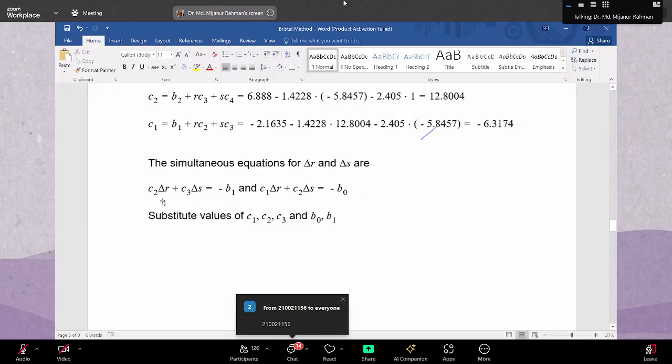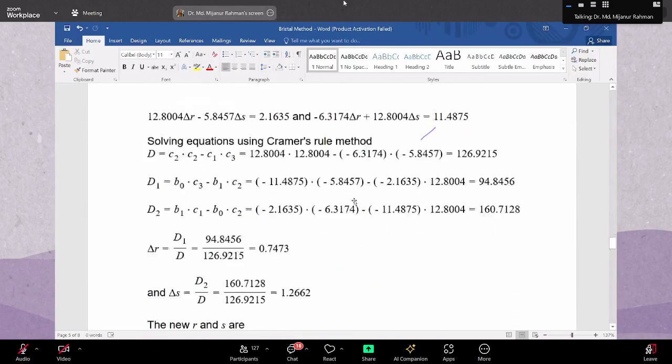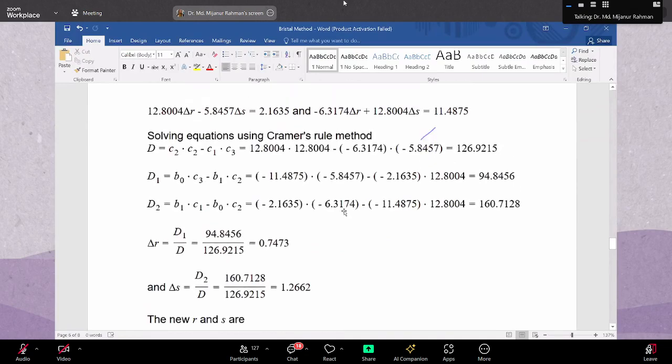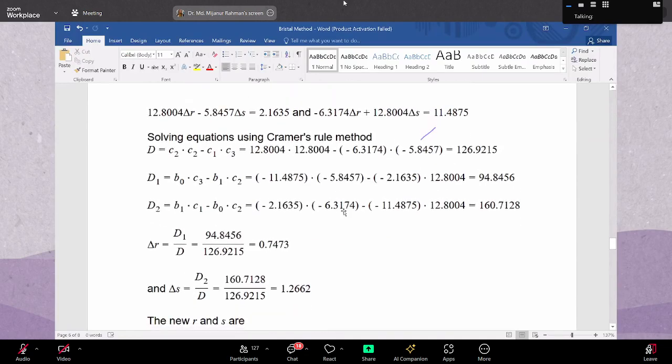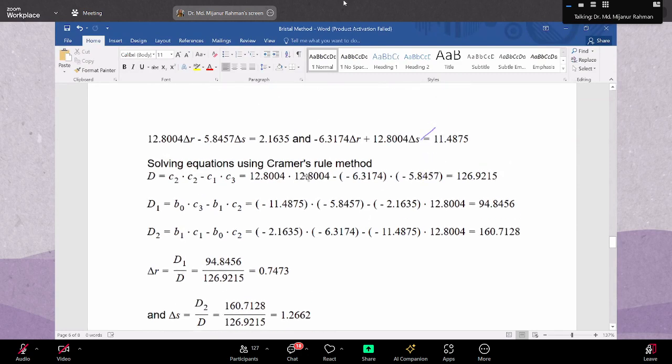So if all the values like C, C2, C3 and B1, C1, C2 and B0 are given from using our calculator, we can very easily find the value of delta R and delta S. From this equation, the delta R and delta S is defined here. It will be 0.7473. We don't need to follow this section.